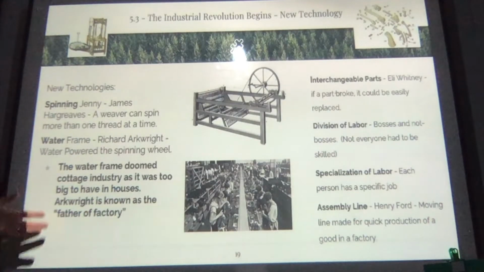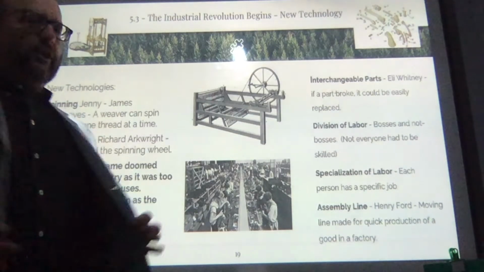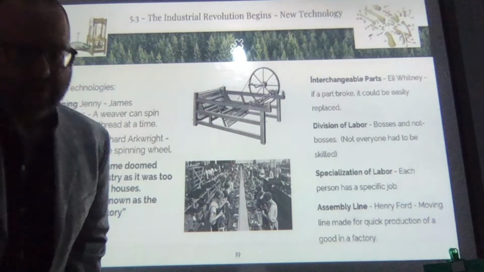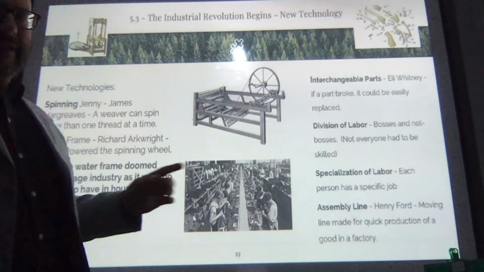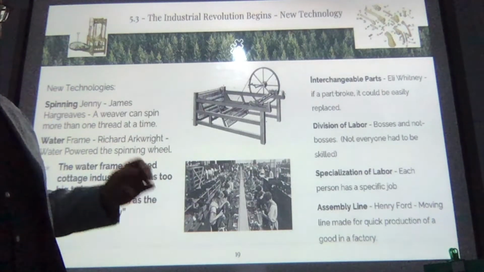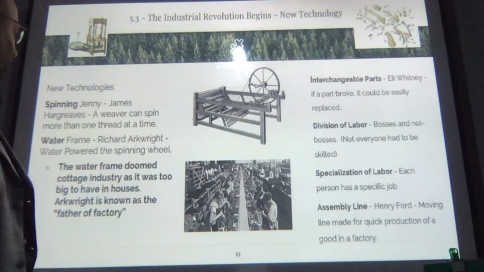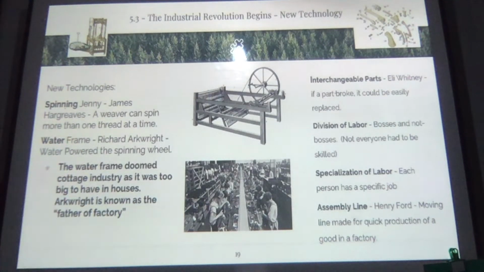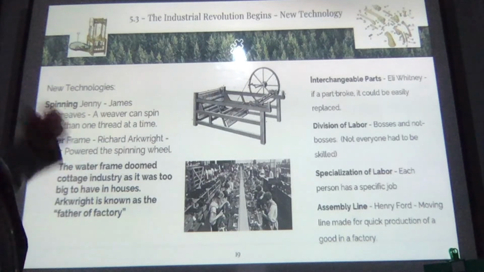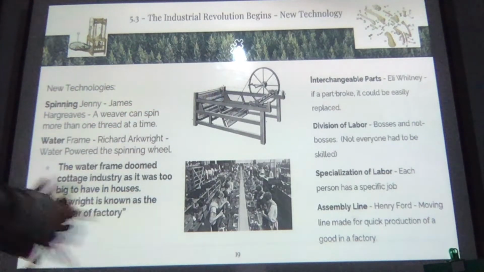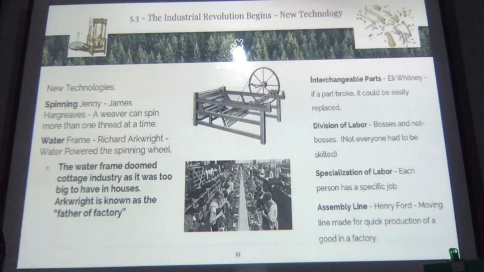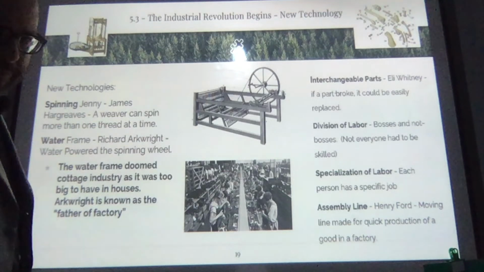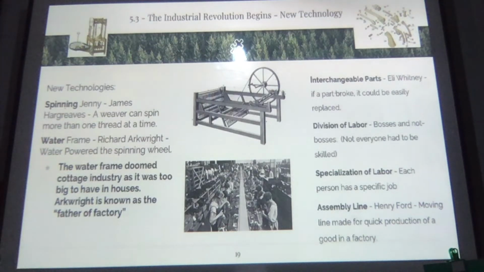Now, here are some new technologies that you should probably be aware of. First of all, the spinning jenny. Now, if this were regular world history, I'd probably make you memorize who these folks are, but I think to give you some context, it's good to go ahead and talk about the inventors as well as their inventions. The spinning jenny was James Hargreaves, which is pictured right here, where a weaver can spin more than one thread at a time. Not sure why it's called the Jenny. I'm thinking maybe he had a girlfriend or a wife named Jenny. I don't know. Don't quote me on that.